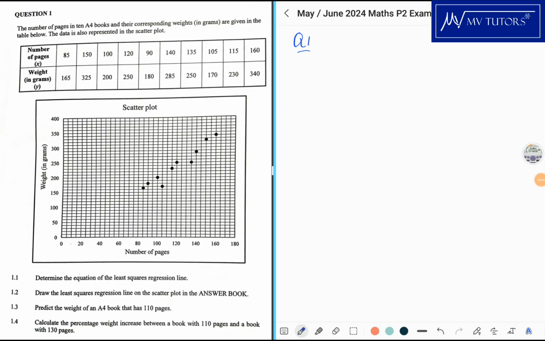I'm Tolo and I'll be doing the memo for Maths Paper 2 that was recently written now. Without wasting any time, let's just go straight to question 1.